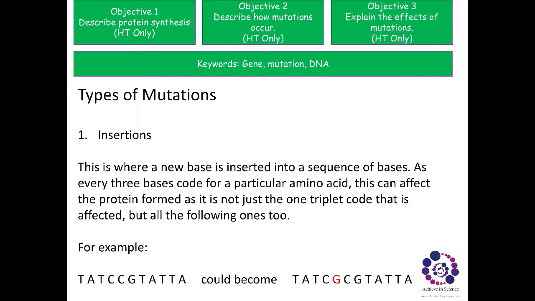But now that it's been affected and the G has been inserted, the TAT would remain the same, but instead of reading CCG, it would now read CGC. Instead of reading TAT, it would now read GTA. As you can see, everything after this G has been affected, so this could have larger consequences.